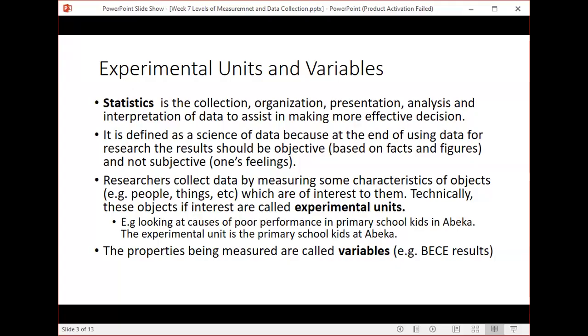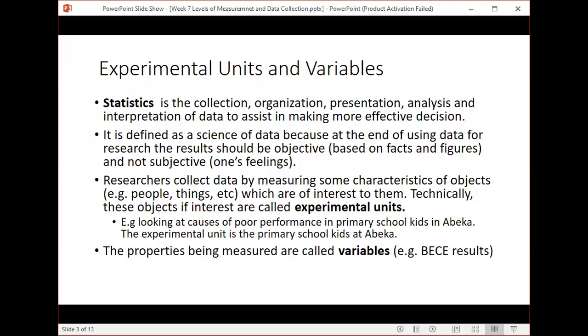Okay, now when researchers are collecting data, they collect characteristics of objects or people or things of interest to them. And those objects or those people, whatever they are interested in collecting data about, are called experimental units. So if I'm interested in finding out about the school feeding program and I interview students, the students I'm interviewing are my experimental units.